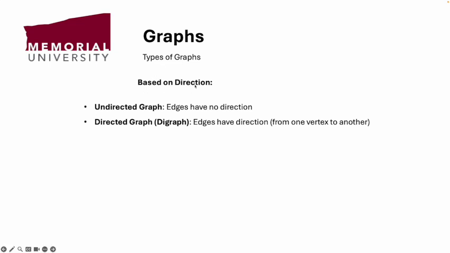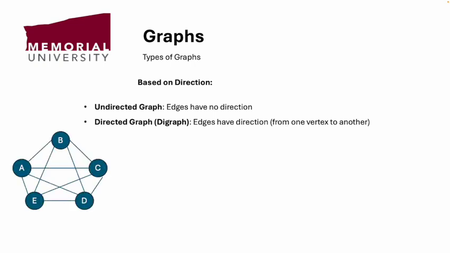First, based on direction. For direction, we have the undirected graph, which means the edge has no direction. And also the directed graph, or digraph, where the edge has a direction. This means from one vertex to another vertex, they define the direction. Same example here. This one is non-directional, right? It doesn't have any direction. You can go from A to B or B to A.